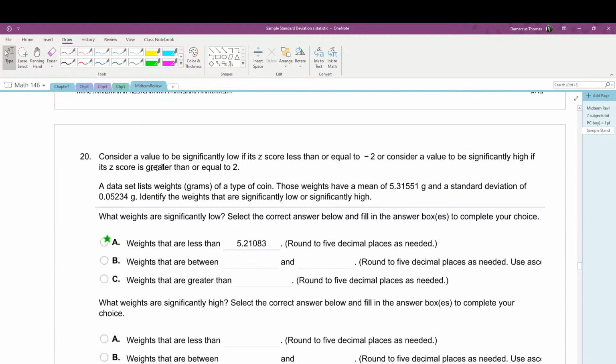Consider a value to be significantly low if the z-score is less than or equal to -2, or consider it to be significantly high if its z-score is greater than or equal to 2. And so we have a data set that lists weights of a type of coin. Those weights have a mean of 5.31 grams and a standard deviation of 0.05. Identify the weights that are significantly low or significantly high.